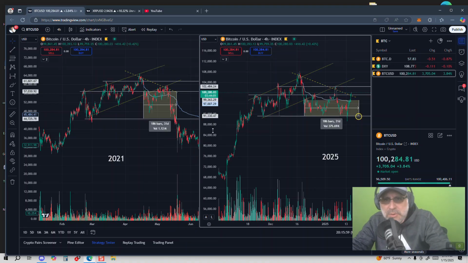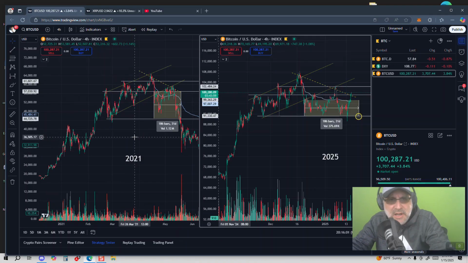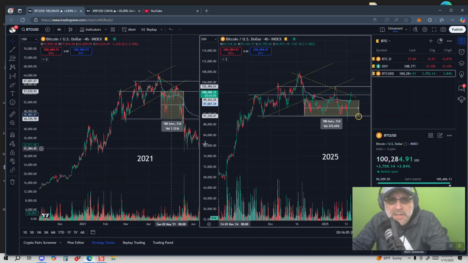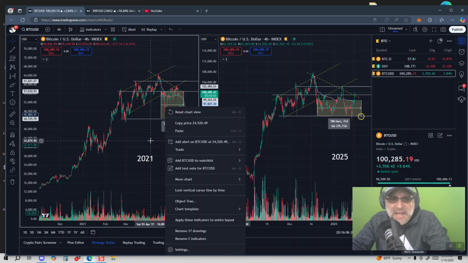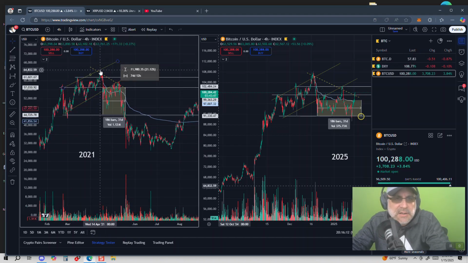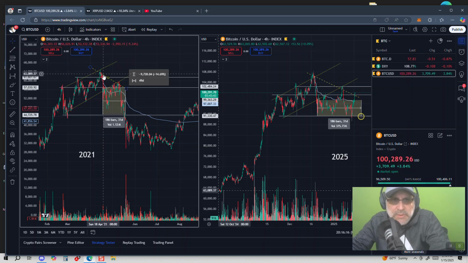Now, you should be familiar with these two charts. This is the cycle A, the bull cycle A from 2021. And I say A because there were two parts to it. Here was the bull cycle, the all-time high here at 65. We'll just call it 65 grand. Then we came down. We retraced.